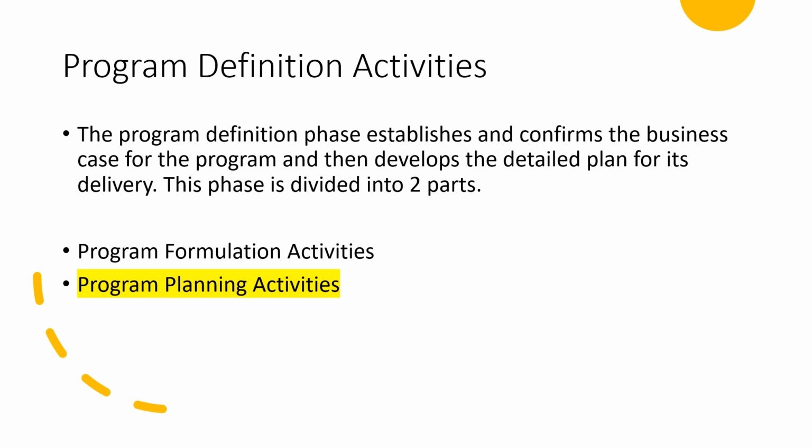The program definition phase establishes and confirms the business case for the program and then develops the detailed plan for its delivery. This phase is further divided into two parts: program formulation activities and program planning activities. Program formulation activities I have already covered in a couple of videos. You can go and refer to those. Today we are going to talk about program planning activities.